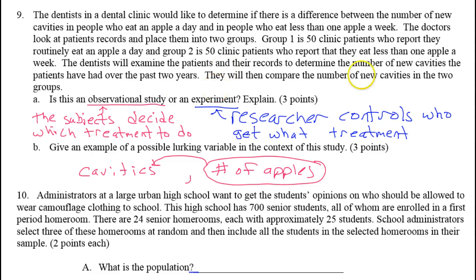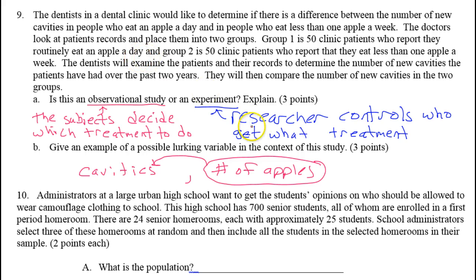Did the researcher tell the people whether or not they were going to eat apples? Or did the researcher just write down, so you eat an apple a day? Okay, got it. Oh, you eat less than an apple a week? All right, got it. I'm going to write that down. Which thing happened? Yeah, the doctors just looked at the records, and they just looked at whether or not the patients said they eat an apple a day.